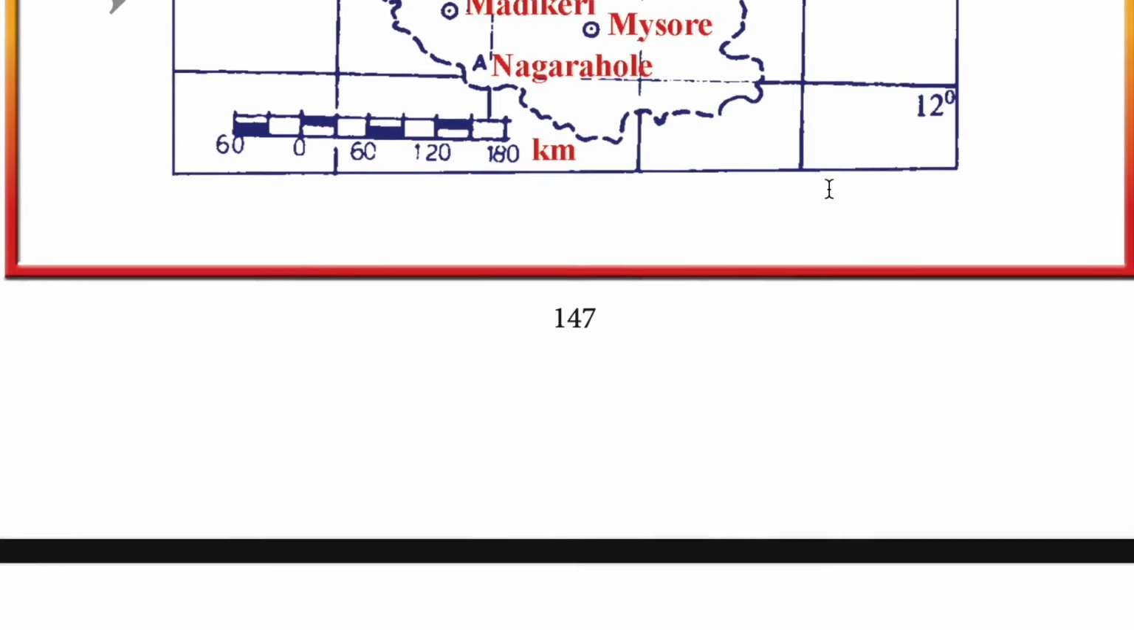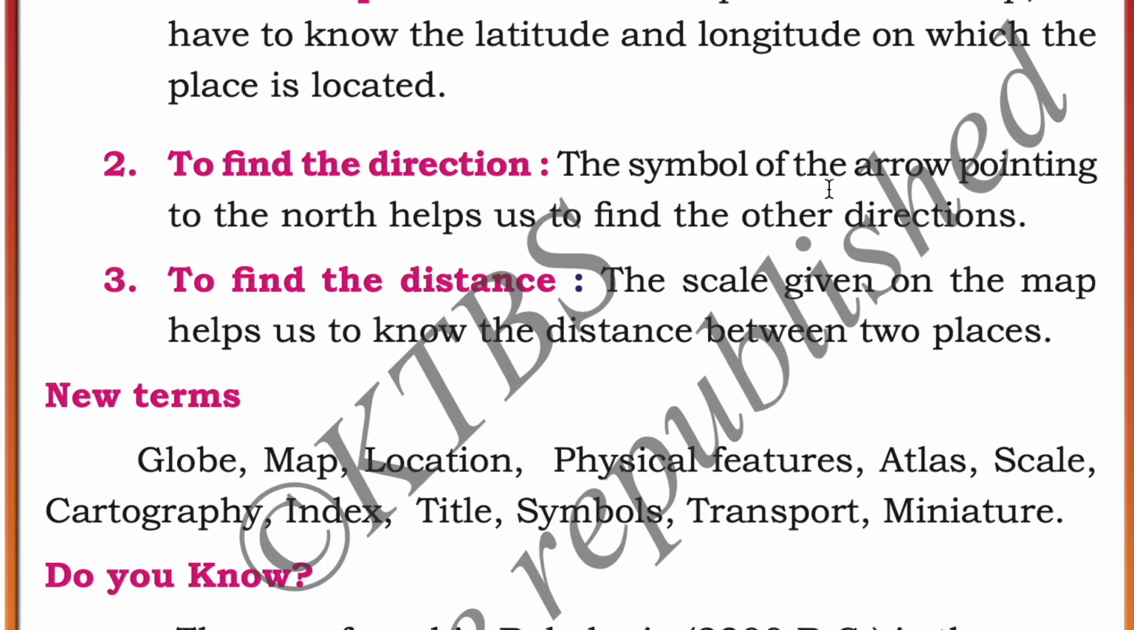Observe that you need to know whether it's 16 degree north or south, and whether it is 76 or 75 degree east or west. In this case, it's 16 degree north and 75 degree east, as you can see over here. That is how you can represent a place and locate one.